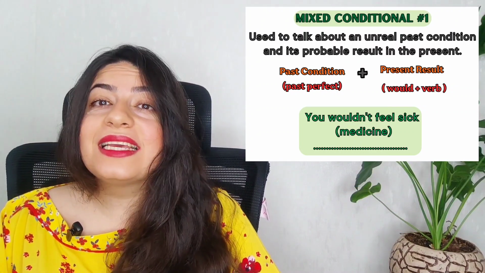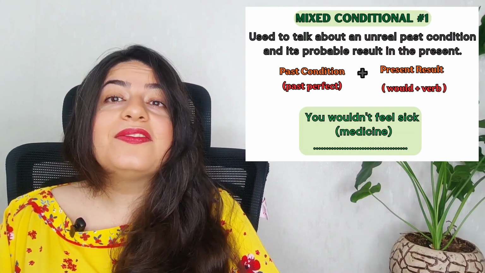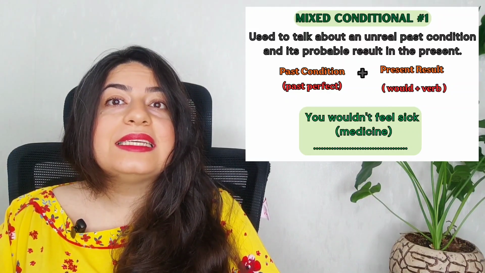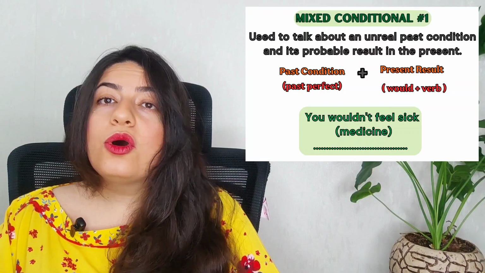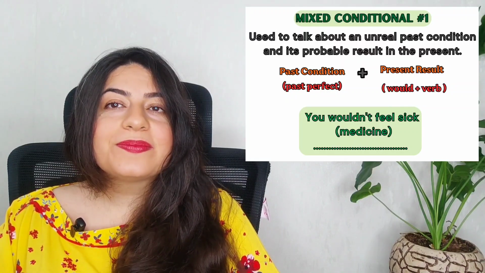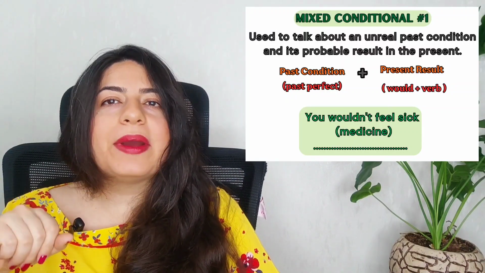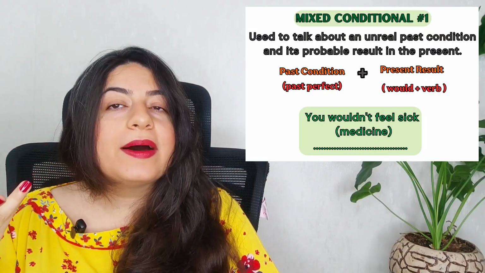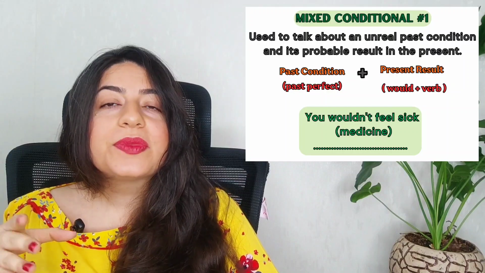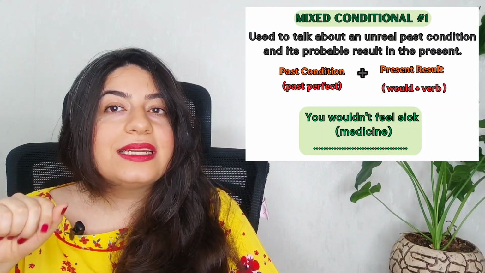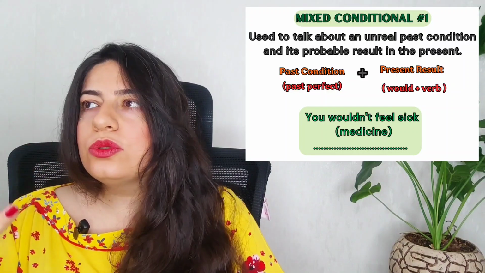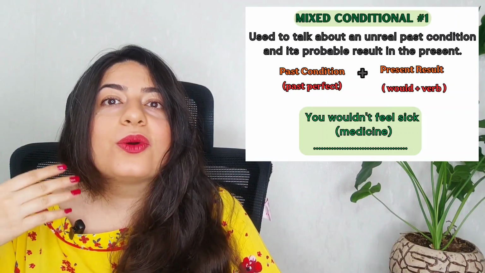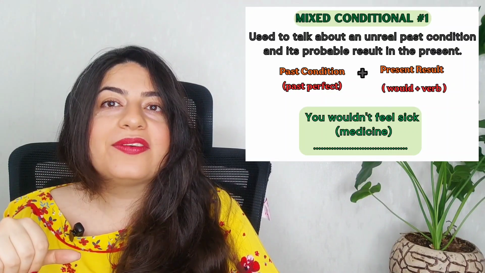So the first thing you need to decide is whether or not the first part of that sentence is our past condition or present result. Just looking at the grammar, I'm sure you know that the first part is talking about the present result. You wouldn't feel sick right now. So we need to come up with our past condition. And you're gonna use the past perfect.